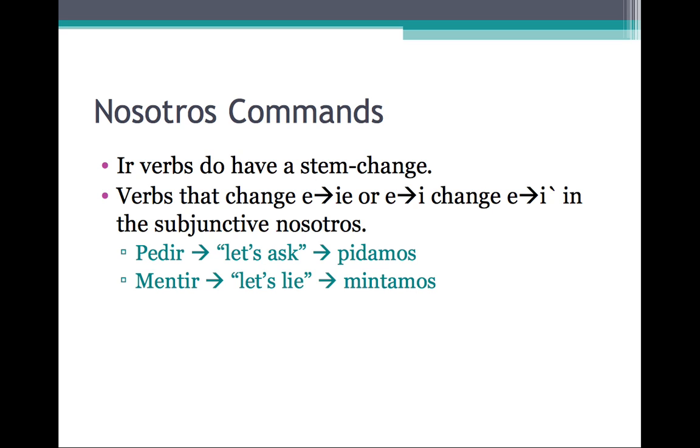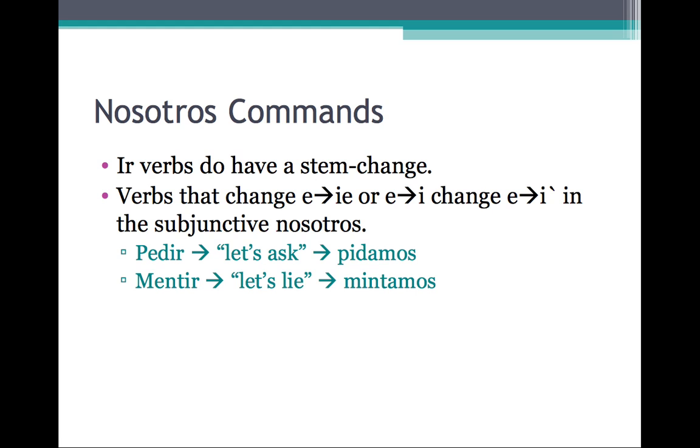Okay. The verb pedir, okay? In the plain present tense, what type of stem change is it? E to I, okay? Pido, pides, pide, pedimos, piden. Then, when you talk about, let's say, the usted form in the subjunctive, it would just be pida, right? Because it's E to I. And then in the nosotros form, because it's an IR verb, it's also going to do the same stem change. So, IR verbs that are E to I are just E to I in all the forms.